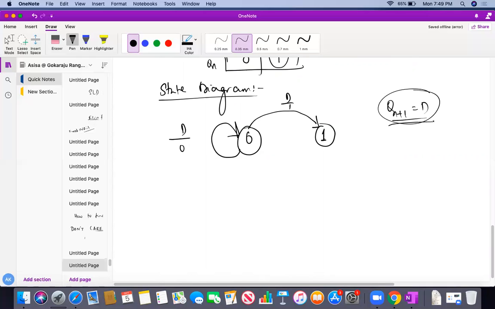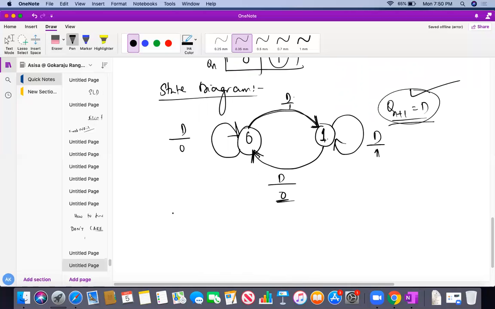Wherever the arrow is ending, that is my D. Here also for the 1 to 1 transition, what is my D? Ending at 1, so D is 1. So no need to change anything. For the 1 to 0 state transition, what is my D? 0. So you can see wherever the arrow is ending, that is my D. Am I correct, students? Because Qn plus 1 is D, very important.